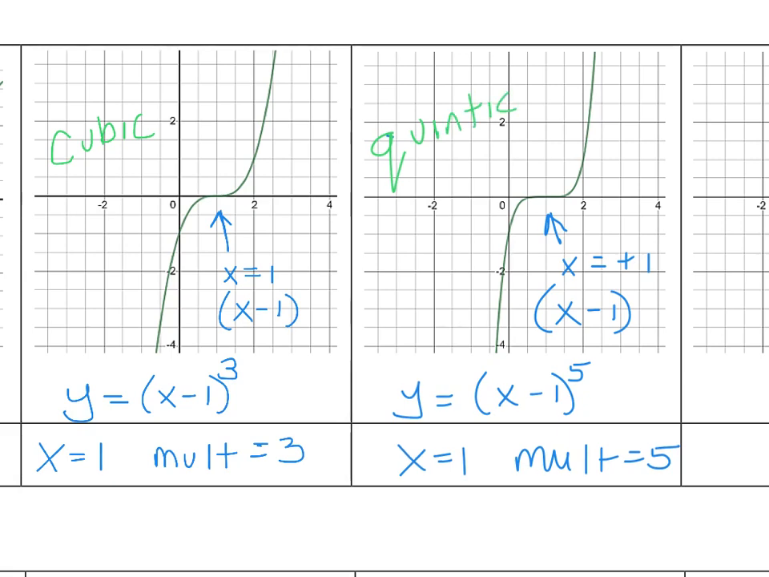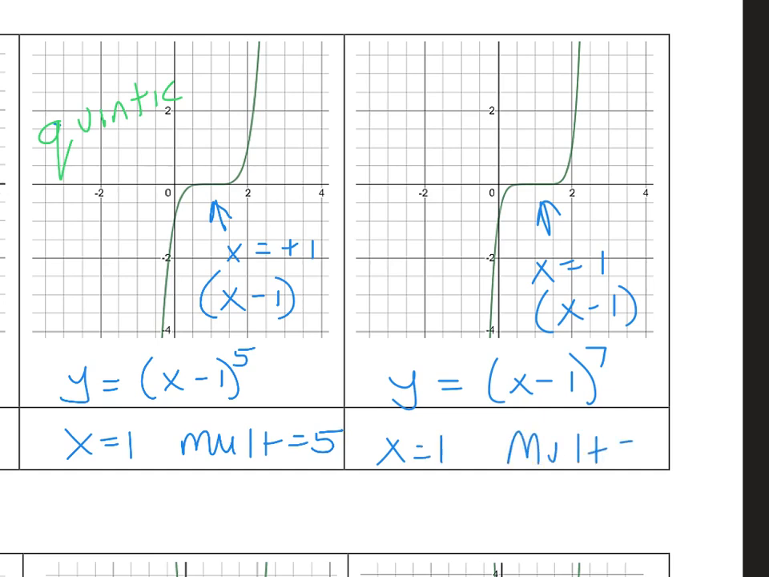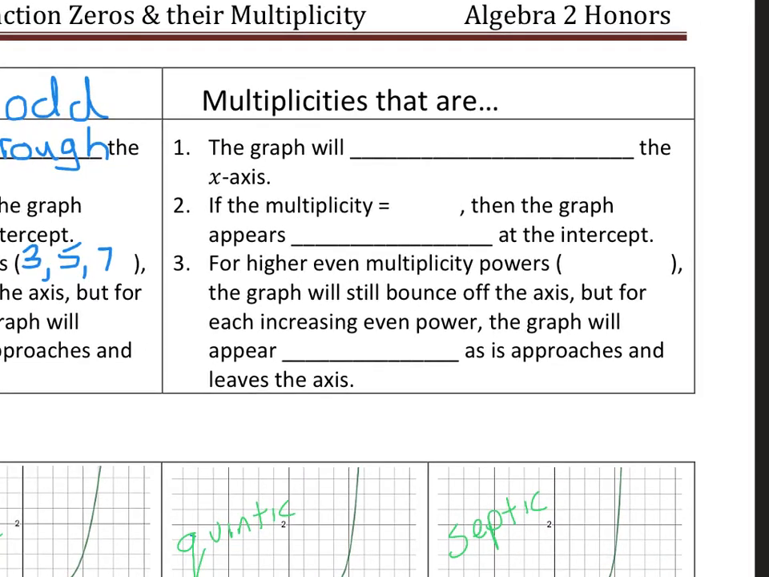And finally, we've got even more flattening here. So I think you get the idea. Our factor remains x minus 1. This time we're stepping it up with a higher multiplicity of 7. And we haven't named this type of polynomial before, but it is called septic. Sept for 7. Okay, let's take a look at even multiplicities.